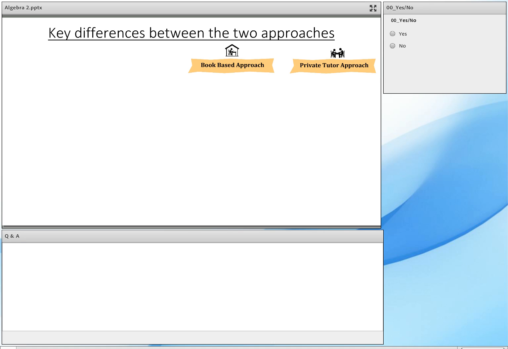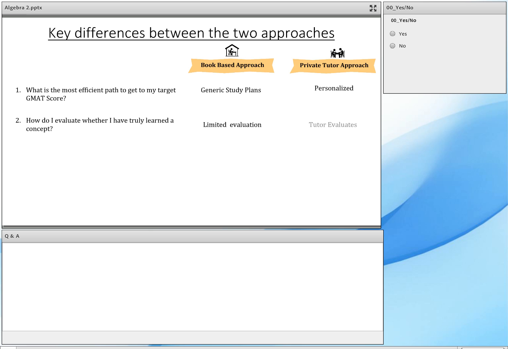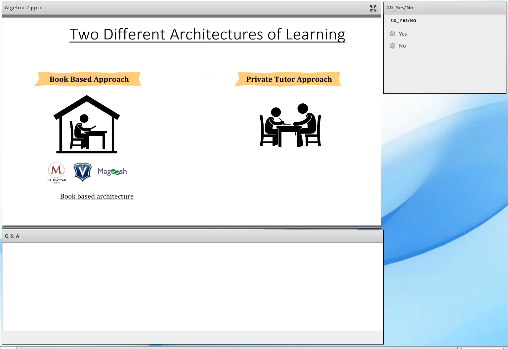So how do these two approaches compare? While you learn the same concepts in both approaches, there are two main key differences. One, the private tutoring approach is a lot more personalized, starting with your study plans and constant evaluation at each of the four stages. Second, the extent of application that you learn in a private tutoring based approach is a lot higher.